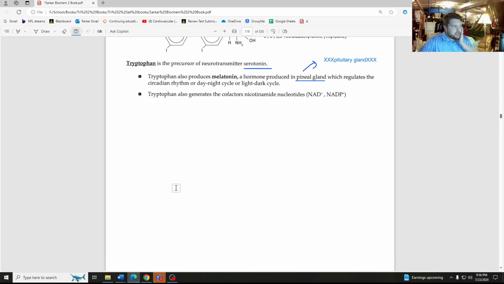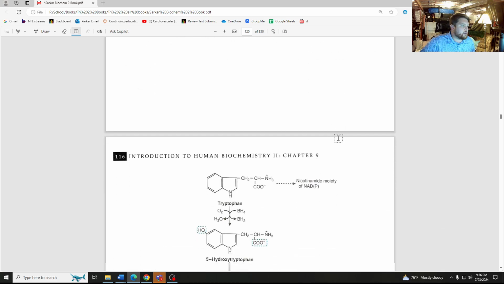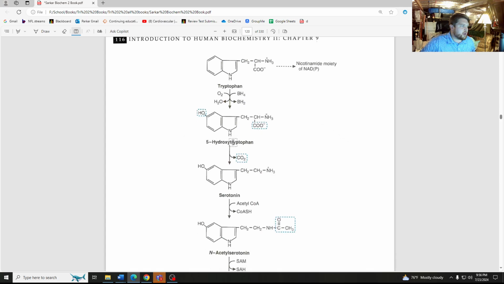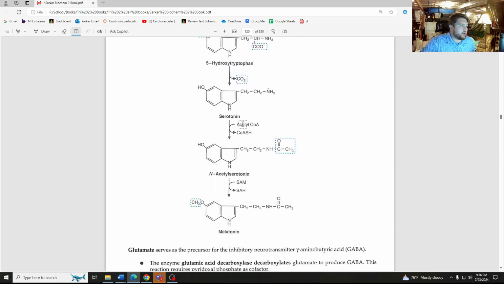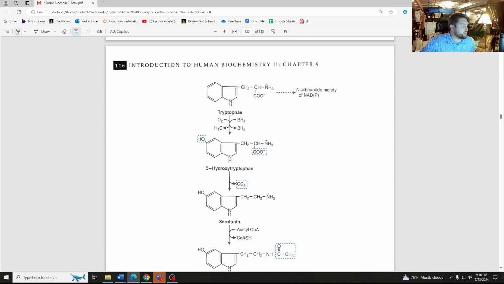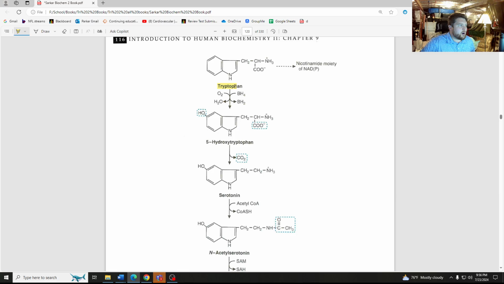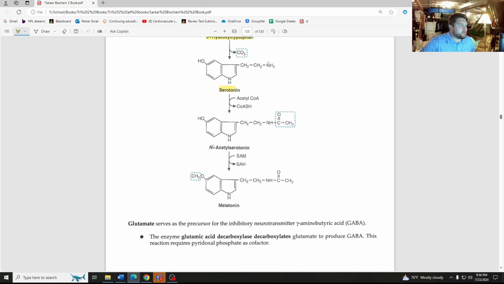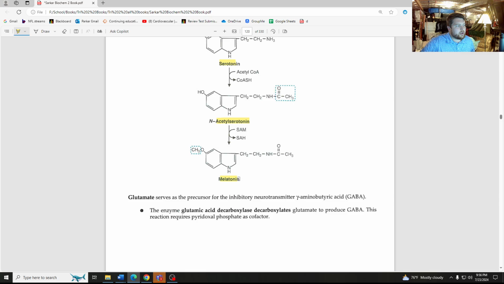Tryptophan also generates the cofactors nicotinamide nucleotides, or NAD+, NADP+, those guys. So from tryptophan to 5-hydroxytryptophan to serotonin to N-acetylserotonin and then to melatonin. Again, you don't have to remember all of the super specifics of it. I'd remember each part. So tryptophan goes to hydroxytryptophan, goes to serotonin, goes to acetylserotonin, goes to melatonin. That's what I would remember going across.